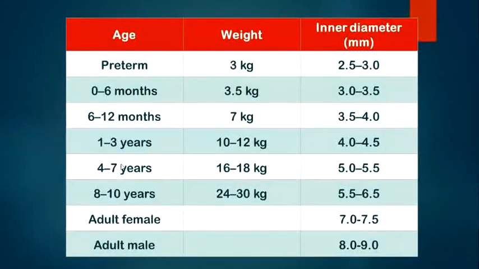The internal diameter is chosen either according to the weight or according to the age group. What we use in preterm babies is different from that in term babies, or maybe it is the same. It is the smallest size, between 2.5 and 3. Then it will increase until reaching the adult male or adult female size.